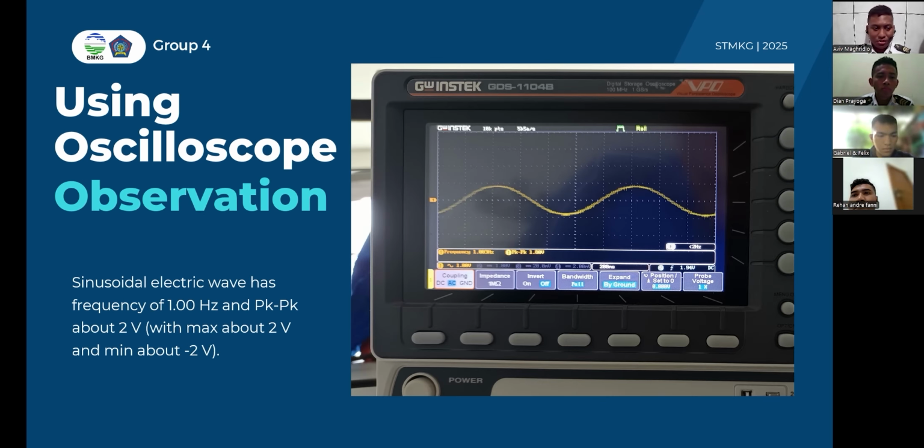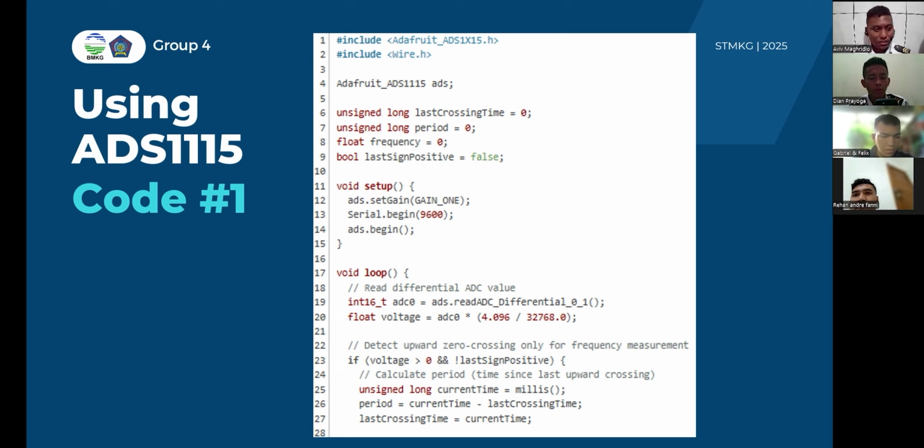Next, we can observe the wave frequency and amplitude using the oscilloscope, the GW Instek GDS-1104B digital storage oscilloscope. We can see that the sinusoidal electric wave has a frequency of 1.00 Hz and a peak to peak of about 2 volts, with a max of about 2 volts and a min of about negative 2 volts. And then we use the ADS1115.